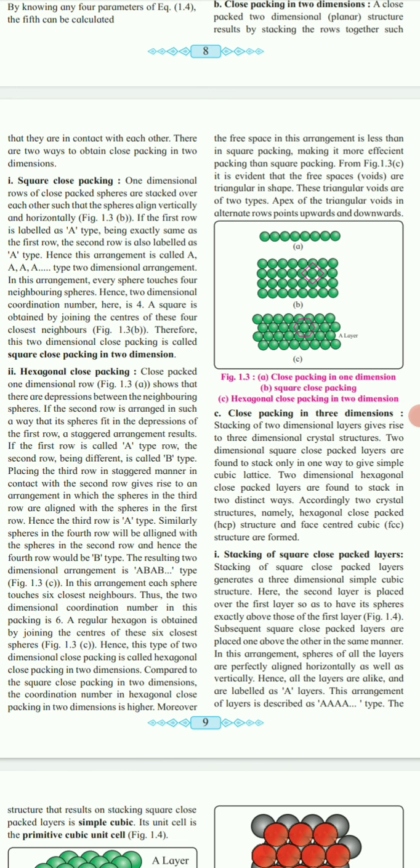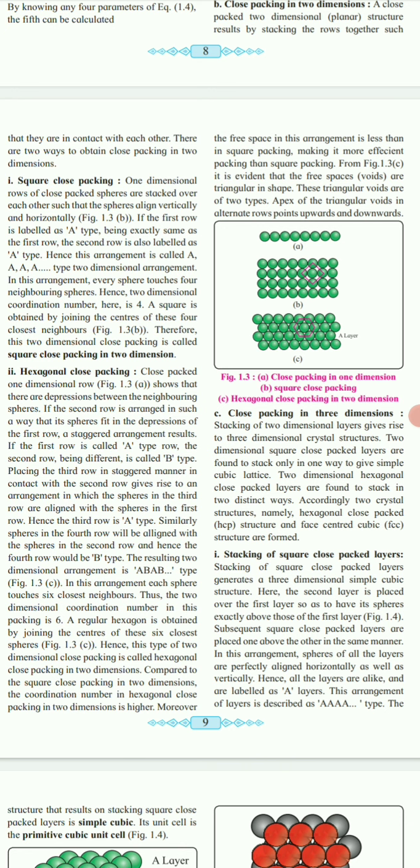1.3c. In this arrangement, each sphere touches six closest neighbors. Thus, the two-dimensional coordination number in this packing is 6. A regular hexagon is obtained by joining the centers of these six closest spheres, figure 1.3c. Hence, this type of two-dimensional close packing is called hexagonal close packing in two dimensions.